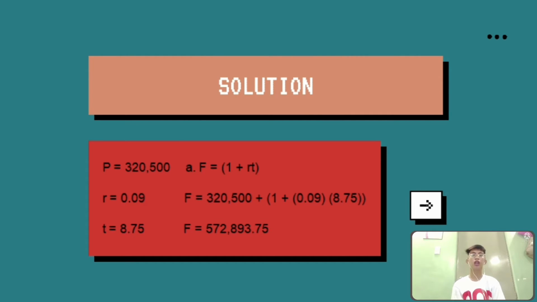Now, we got our maturity value, which is 572,893.75. Here, we can also use the formula principal plus principal times rate times time, where in solution, we will be 320,500 plus 320,500 times 0.09 times 8.75 and still get the same maturity value, which is 572,893 pesos and 75 centavos.